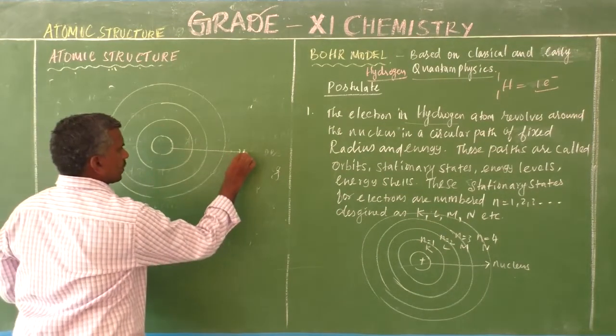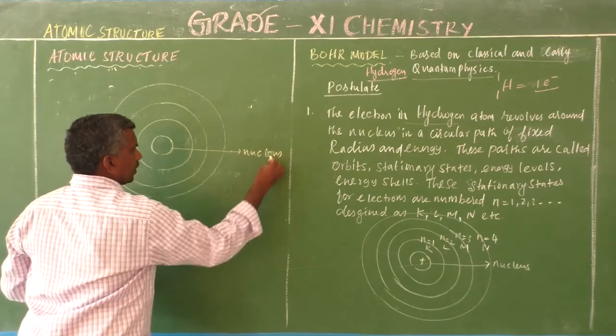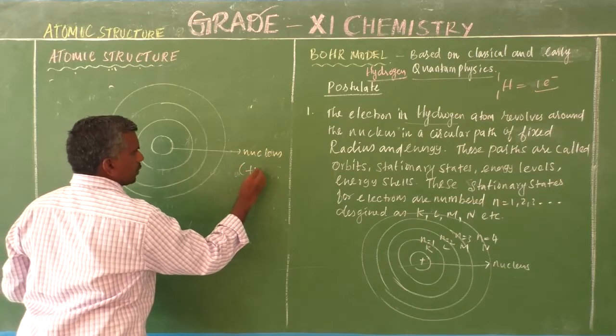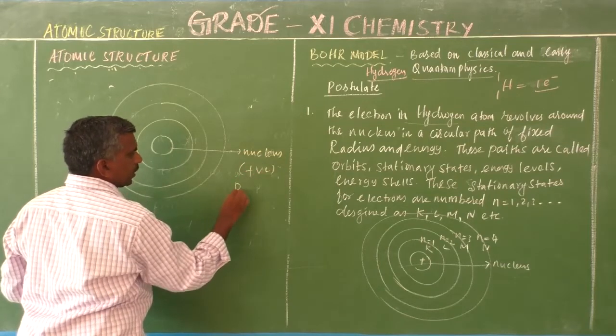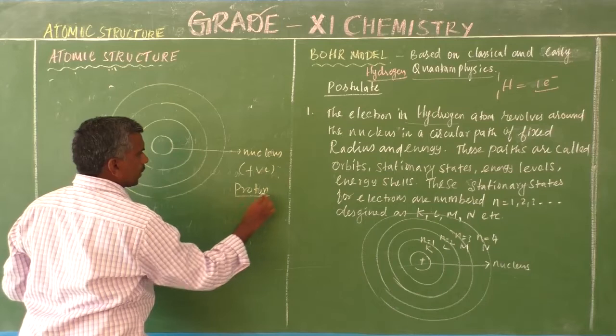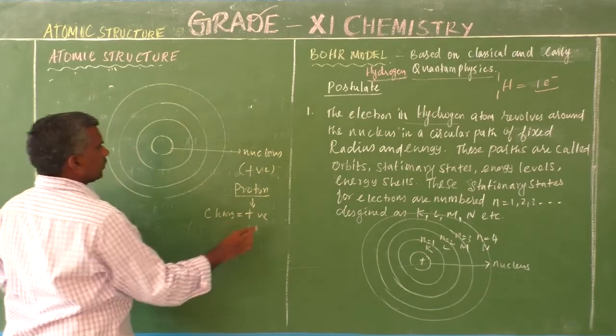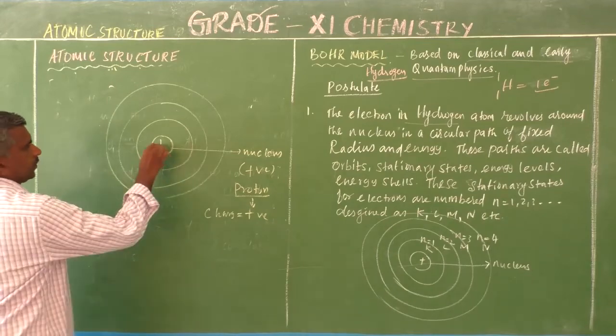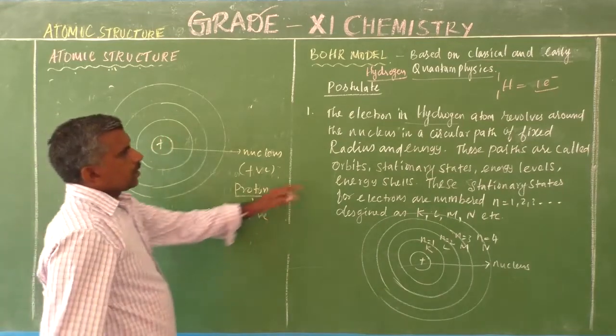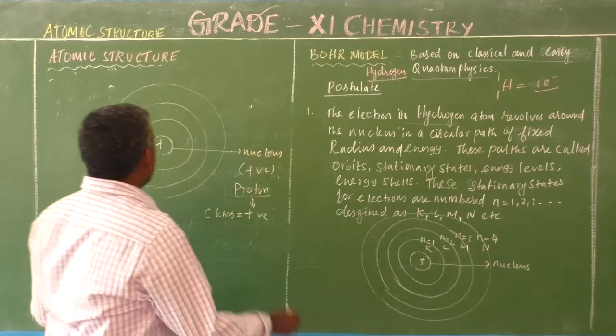This is the nucleus. Nucleus means what? Positive charge, because only protons are present. Protons only have positive charge. That is the nucleus, and the electron revolves around it in a circular path.